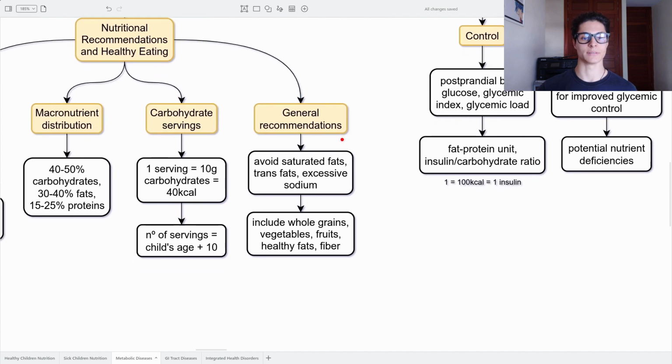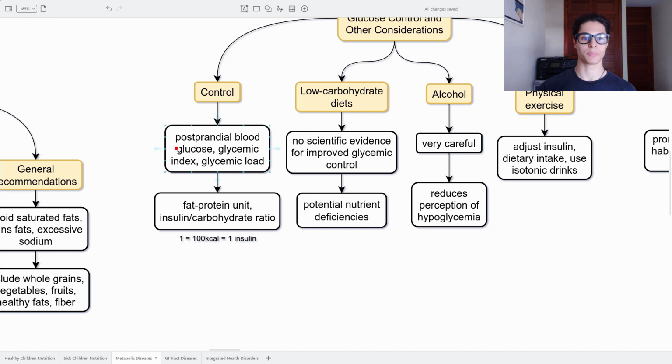General recommendations are to avoid saturated fats, trans fats, and excessive sodium in the diet, and to include whole grains, vegetables, fruits, healthy fats, and fiber. So we have to control the postprandial blood glucose, so the one after the meal. And we do this taking in account glycemic index of food, as well as the glycemic load.